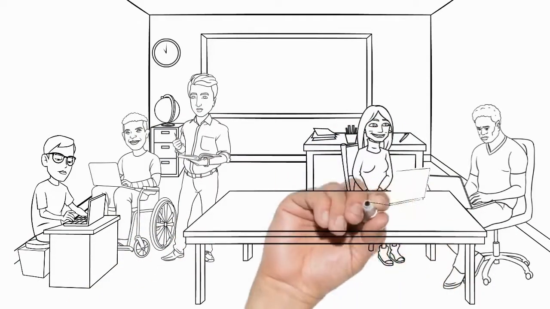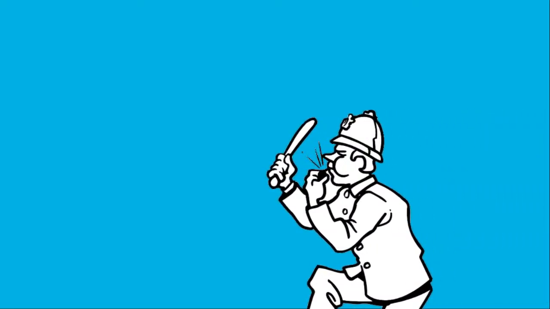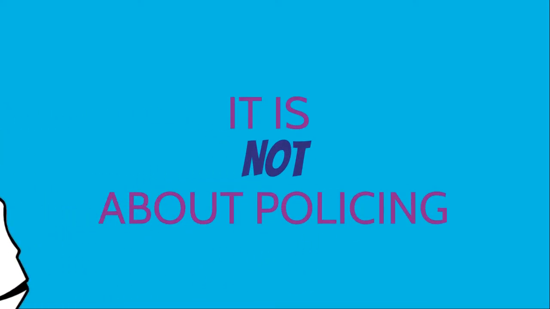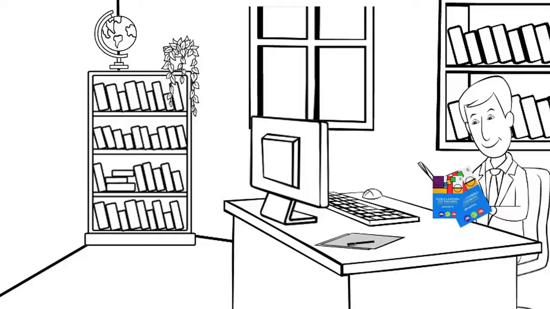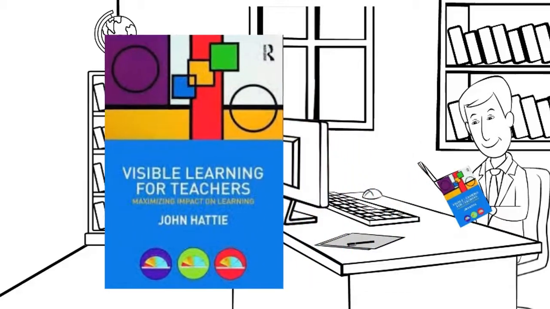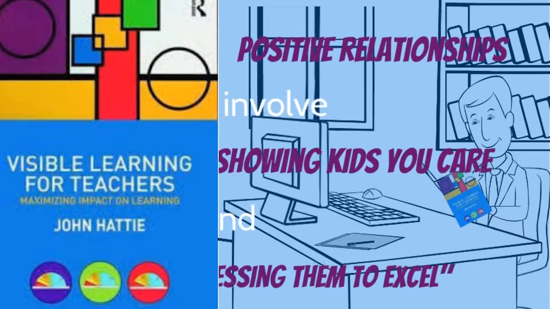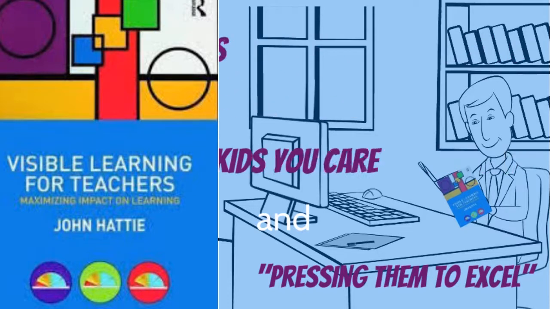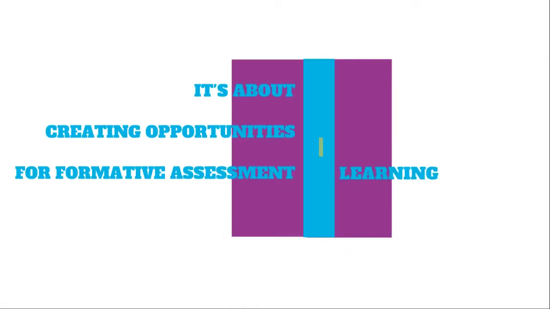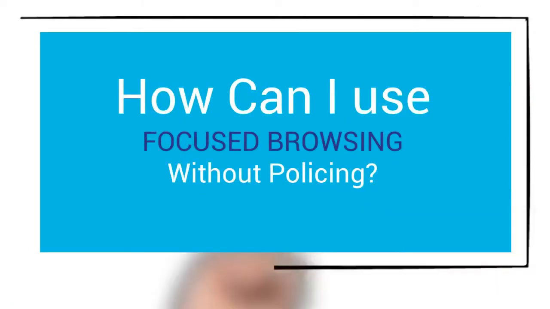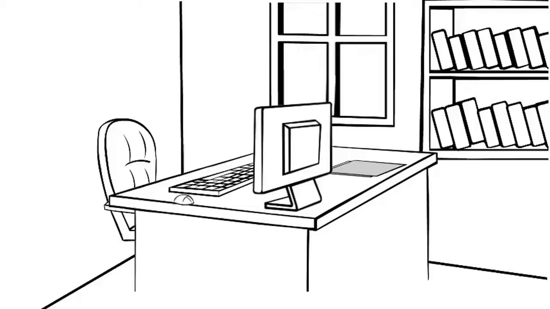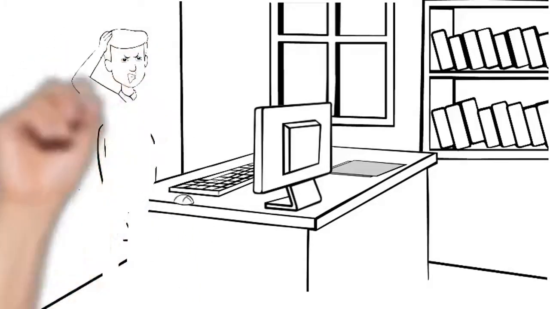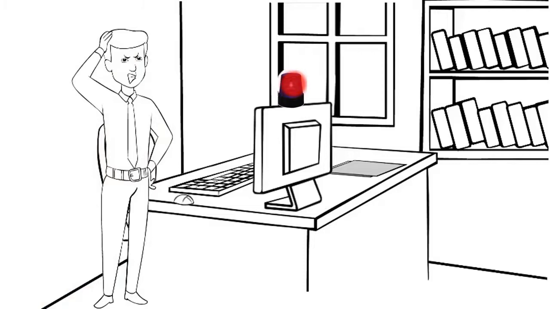Many of us have used this feature as a form of policing, but it is so much more than that. According to John Hattie's revolutionary book, Visible Learning, developing student-teacher relationships that are high performance involves showing that you truly care for the student while pressing them to excel. Throughout this process, we are creating opportunities for formative assessment while enriching student learning. Teachers can use the focused browsing option without feeling like they are policing their students.